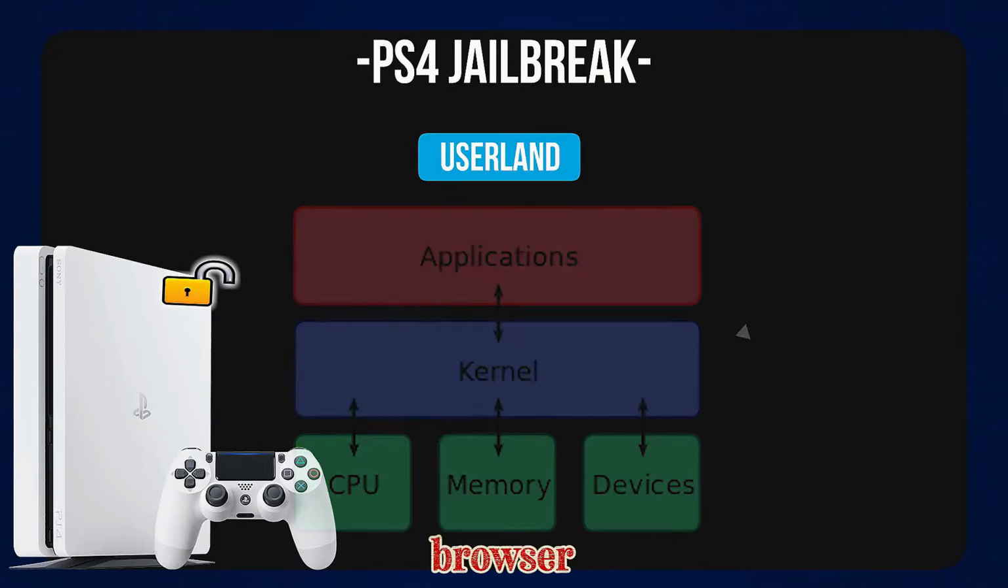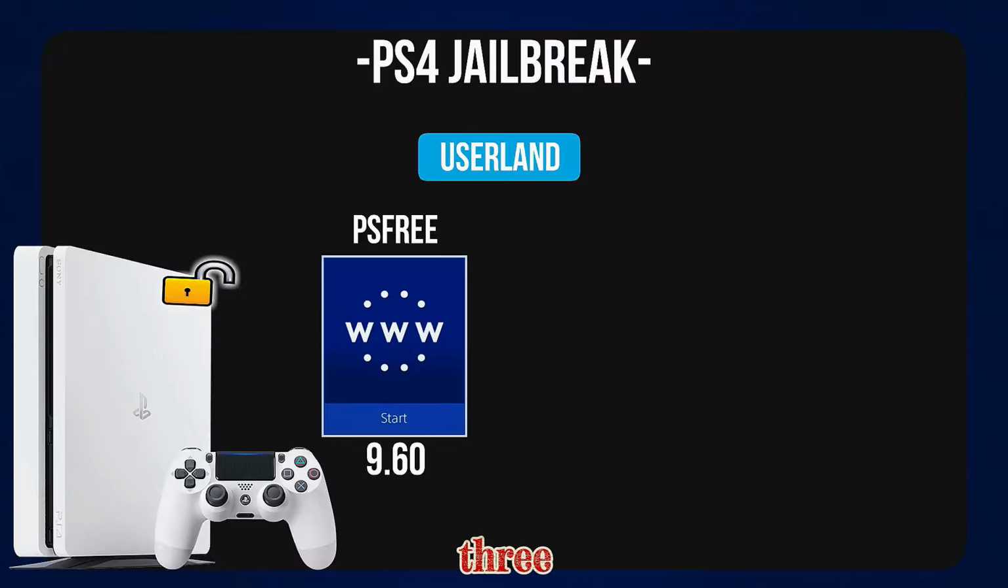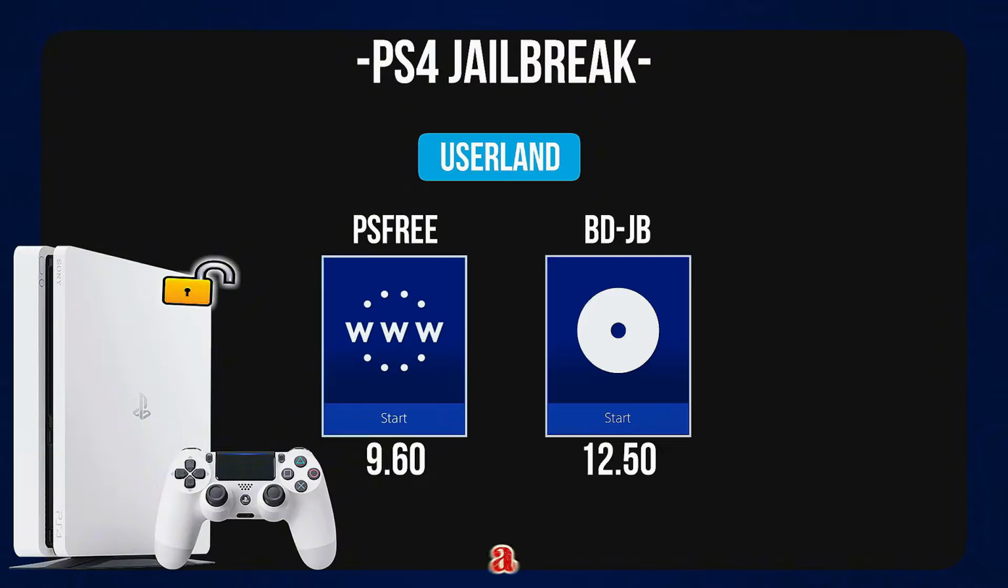So we have a web browser userland exploit called PS3 that works up to firmware 9.60, as the web browser can execute custom JavaScript code. A new Blu-ray exploit that works up to firmware 12.50, as the Blu-ray player needs to be able to load Java code for some interactive Blu-ray features.